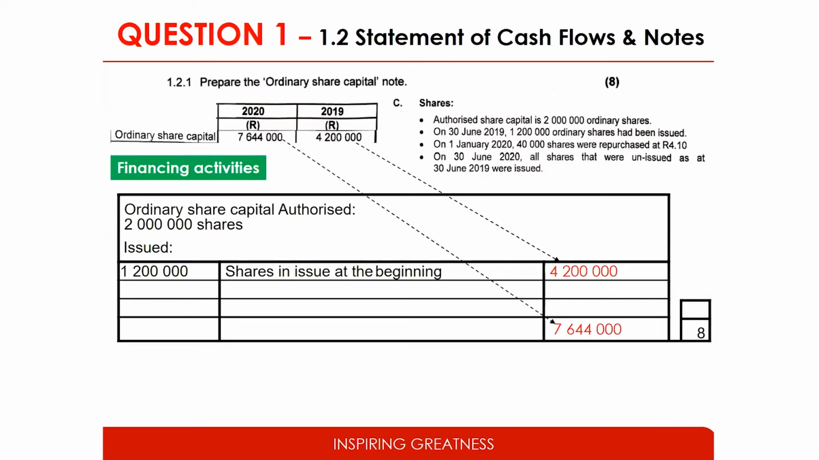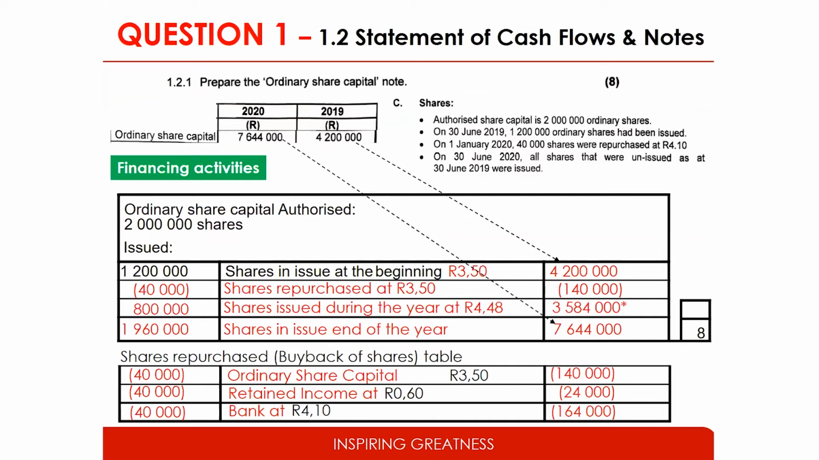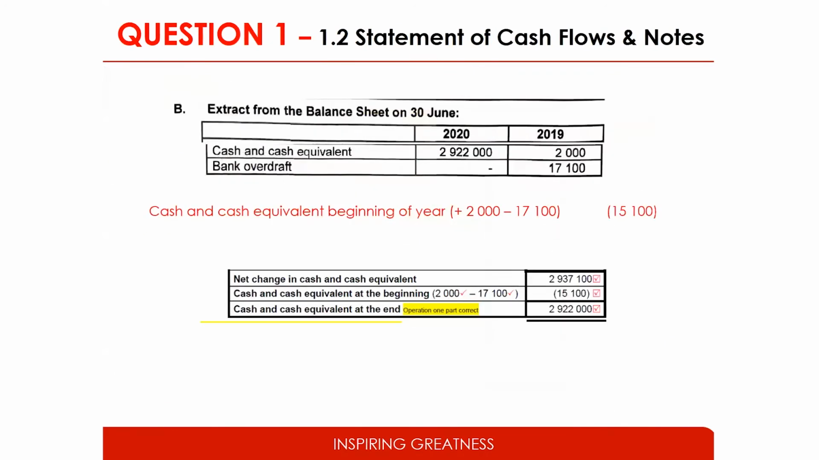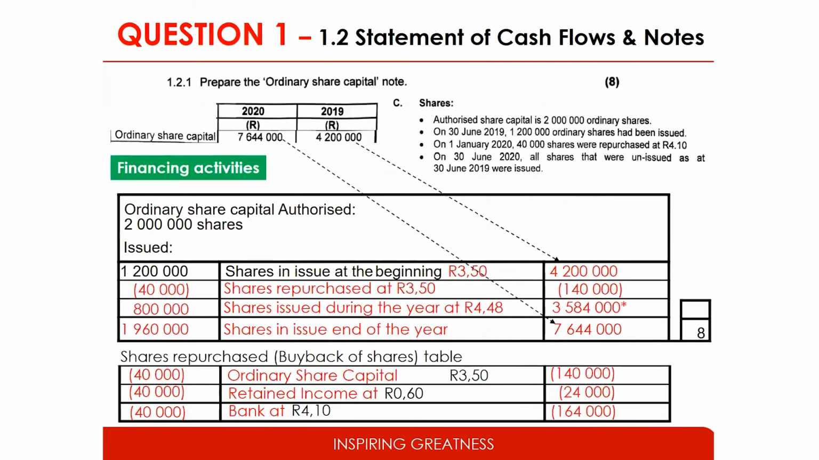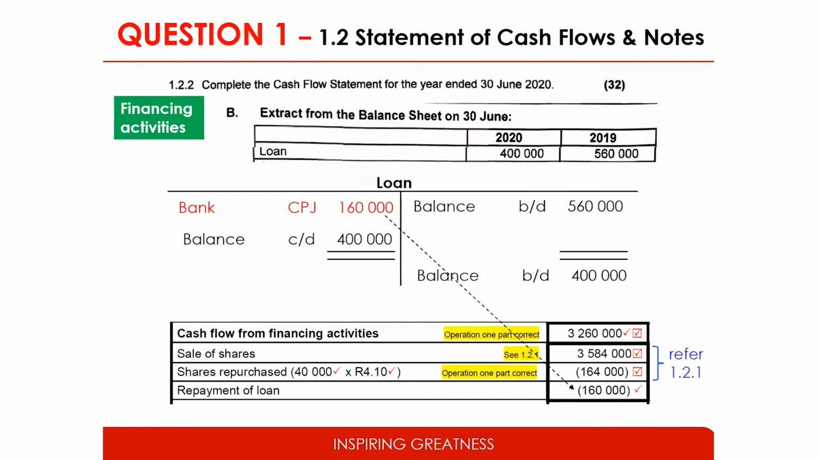Now, last but not least, we'll bring back your ordinary share capital. That will give us all the other pertinent information, like the number of shares that have been issued and so forth. And all of that is depicted. You'll need to show that in your financing activities. For example, there were sales of shares in the current year of 3.5 million, 3,584,000.